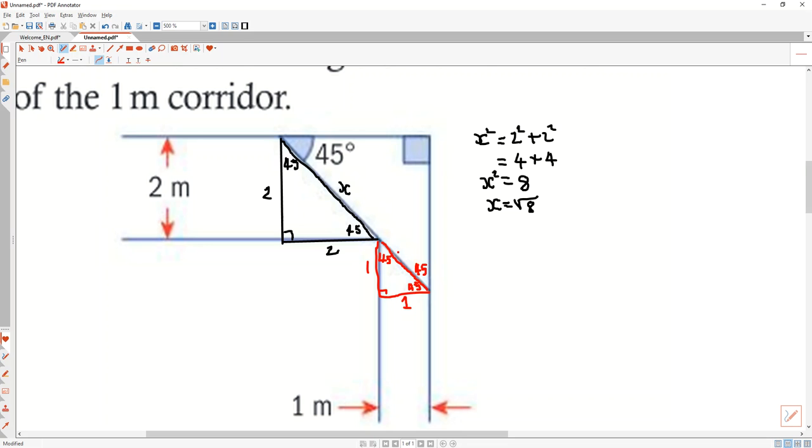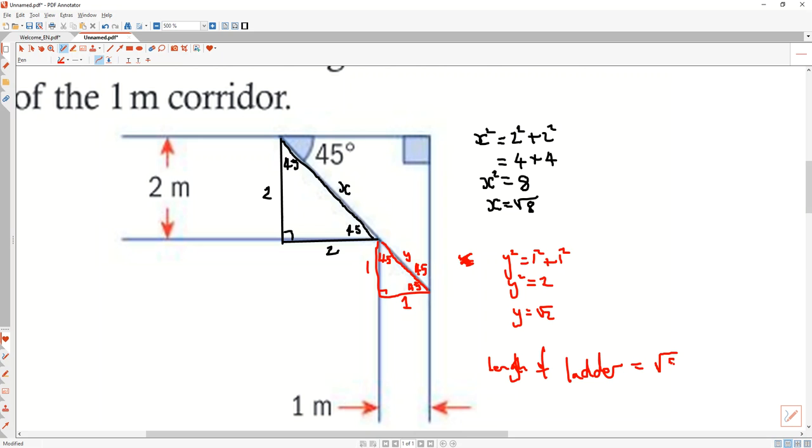So then how do we work out this red side? Right, same thing. So talk me through x squared equals. Actually, should we call it x? Let's call it y because it's different to the other one. So y squared equals, which is? So y equals. Right. So the length of the ladder is equal to what?